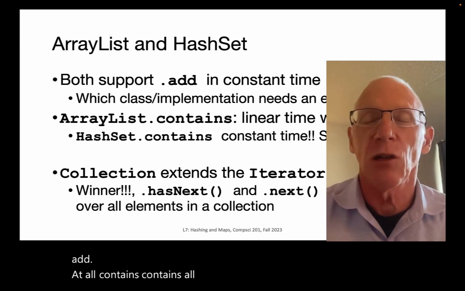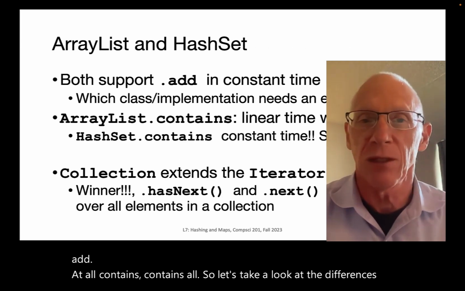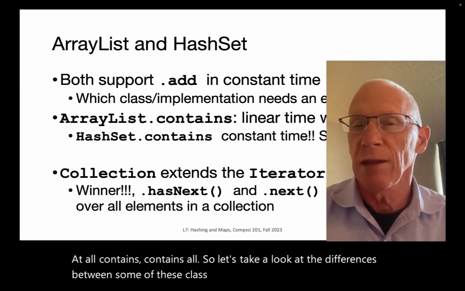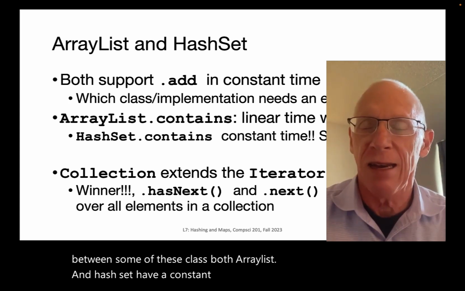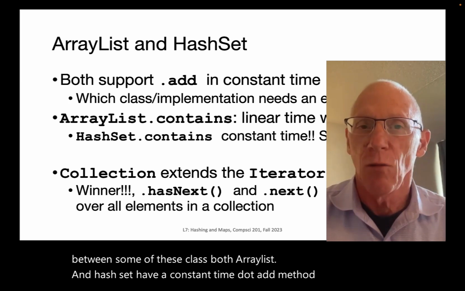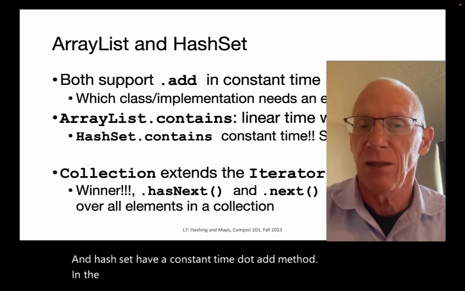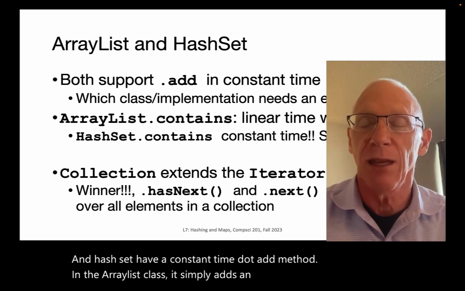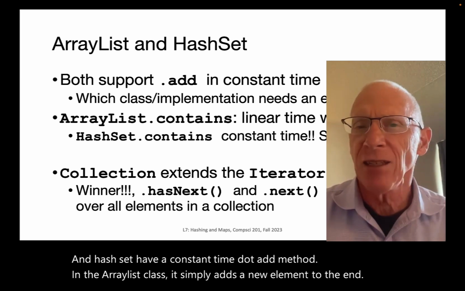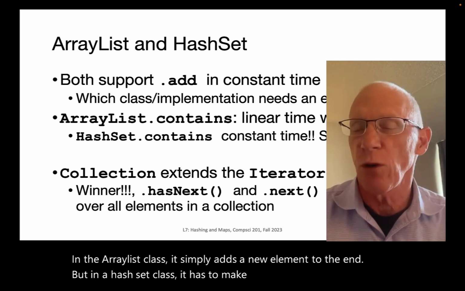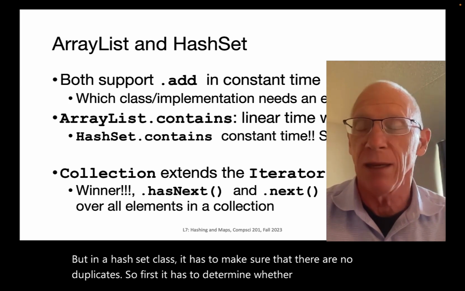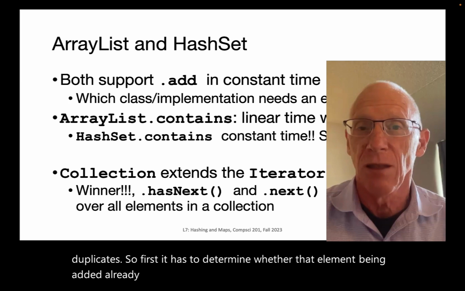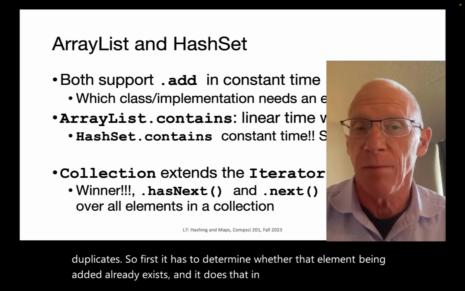So let's take a look at the differences between some of these classes. Both ArrayList and HashSet have a constant time .add method. In the ArrayList class, it simply adds a new element to the end. But in a HashSet class, it has to make sure that there are no duplicates. So first it has to determine whether that element being added already exists. And it does that in constant time.